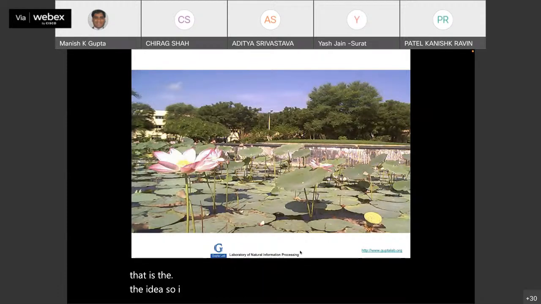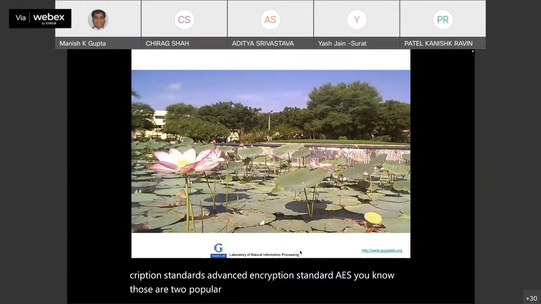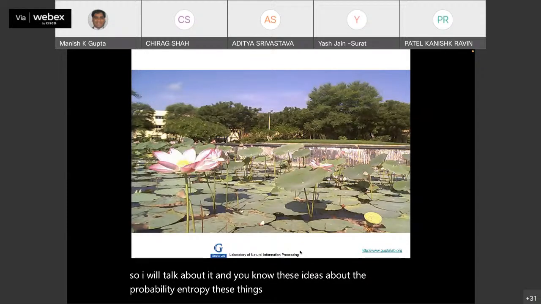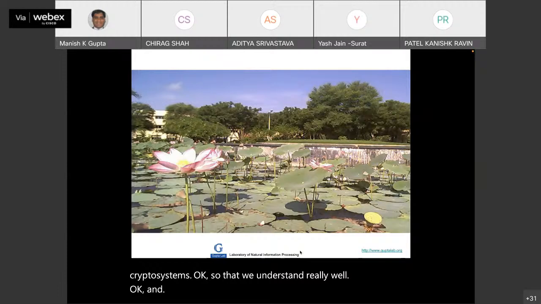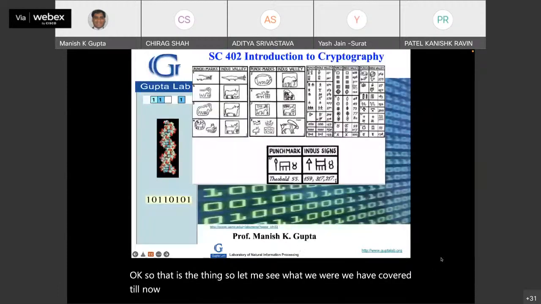After today, in the next class we will focus on specific crypto systems like DES, Data Encryption Standard, and Advanced Encryption Standard, AES. Those are two popular crypto systems widely used. I'll talk about them. And these ideas about probability and entropy are pretty useful to do the analysis of the crypto systems, so that we understand really well. Okay, so let me see what we have covered till now. I'll just show you in the slides.